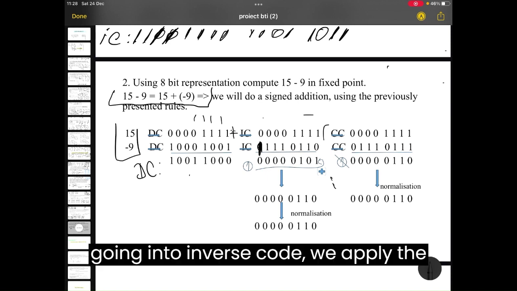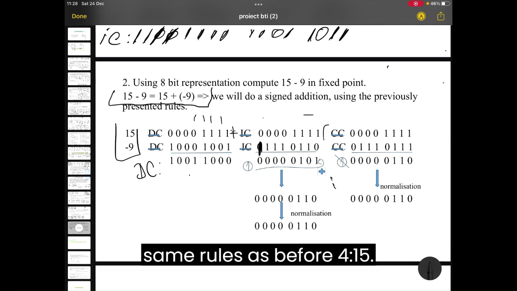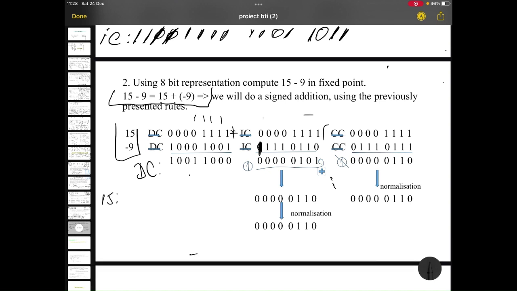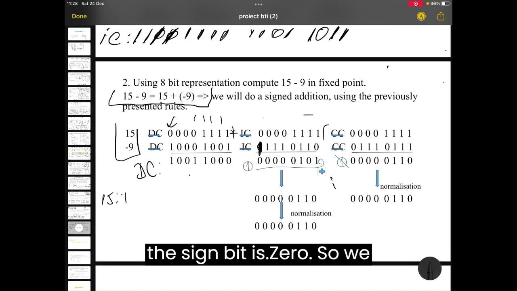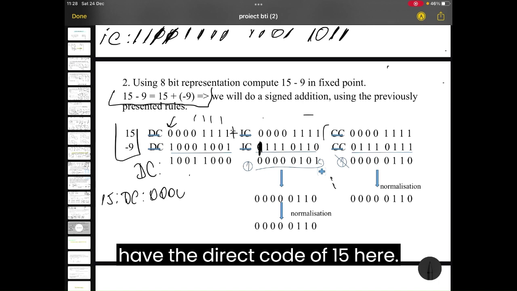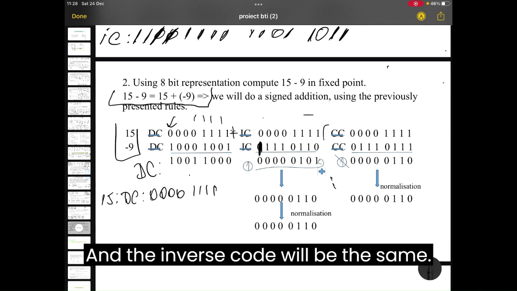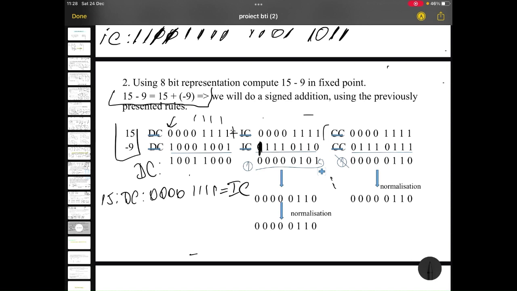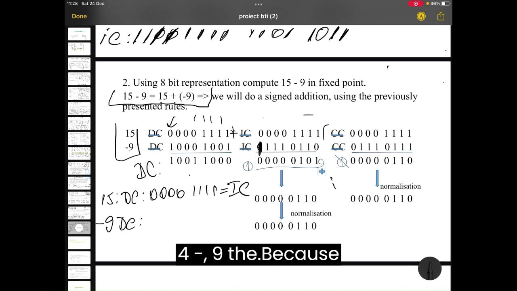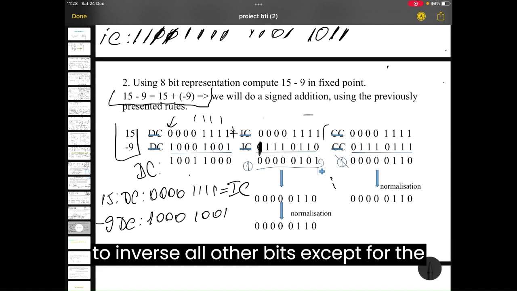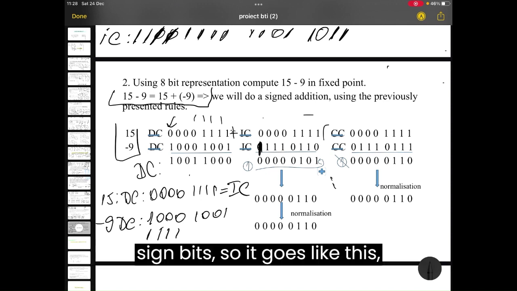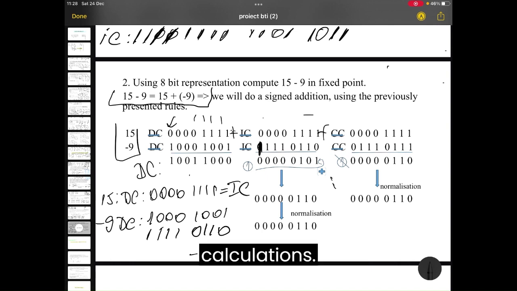Now, going into inverse code, we apply the same rules as before. For 15, we will not inverse anything because the sign bit is 0. So we have the direct code of 15 here, and the inverse code will be the same. For minus 9, because the sign bit is 1, we will have to inverse all other bits except for the sign bit. So it goes like this.